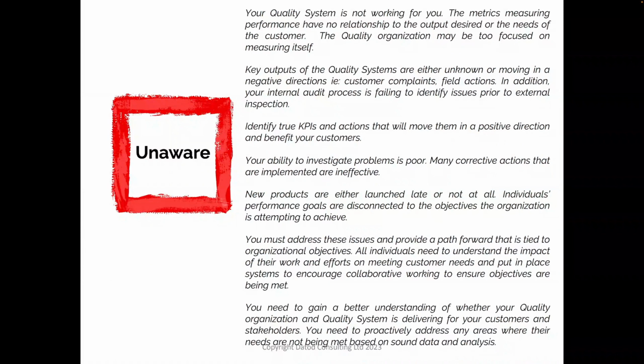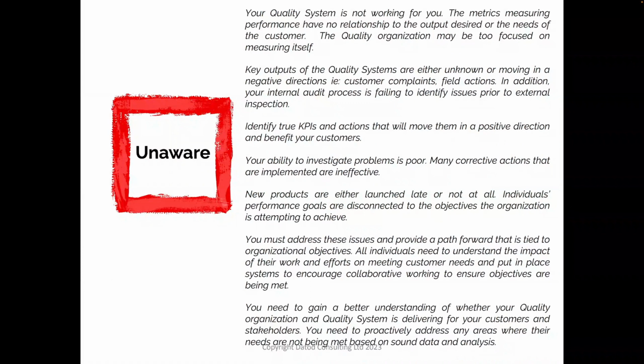And again, to move forward, you need to identify better, truer KPIs that are actually linked to the direction you want to move in. Organisations sitting at unaware very often have a very poor ability to diagnose problems and implement corrective actions, and very often their corrective actions are ineffective. At this level, new products are very often launched late or not at all, and individuals' performance goals are disconnected from the higher objectives of the business, in terms of what the business needs to achieve.